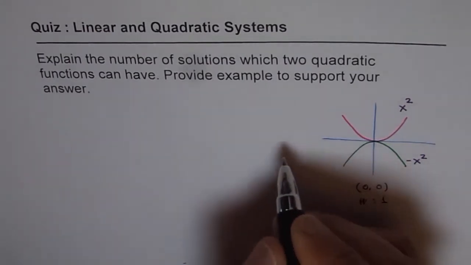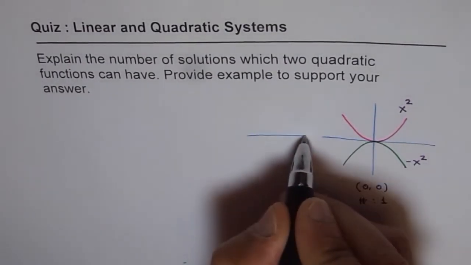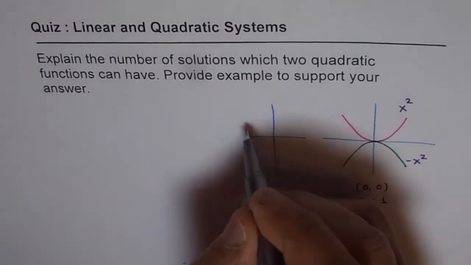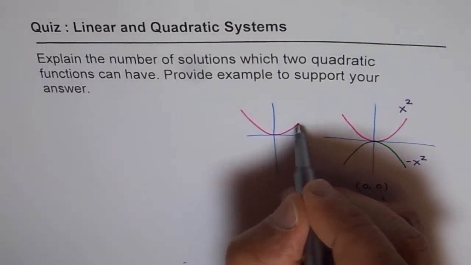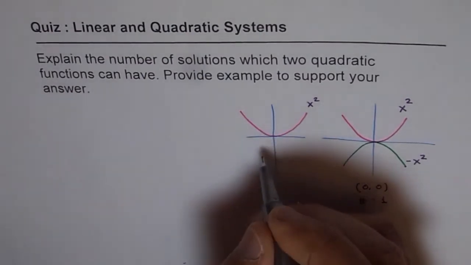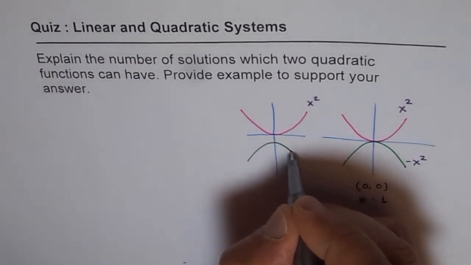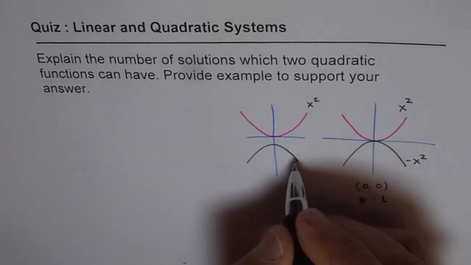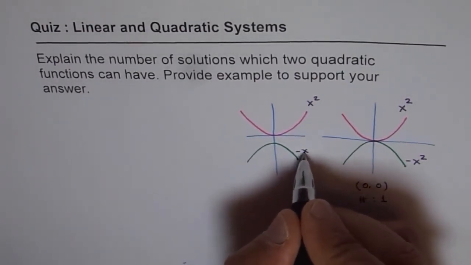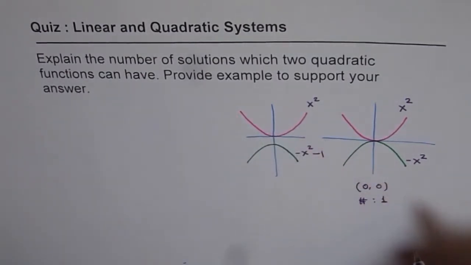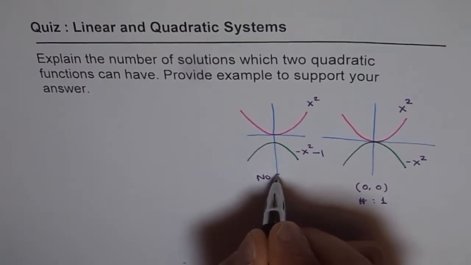Now let's consider another case, and this time we'll drift one function and keep one stationary. So let's say we have our parent function y equals x squared. Let's keep it fixed here, and let's move around the other function. Now if I move it downwards like this, then what happens? Then you can see that this equation is minus x squared, and we moved it further 1 unit down, let us say, and now we have no solution, right? So that is no solution.